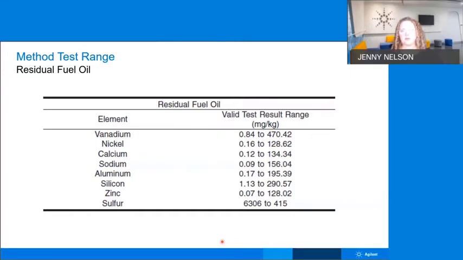And thank you for your interest in the ASTM D8322 method. Again, I'm very excited that this method has finally been finalized.